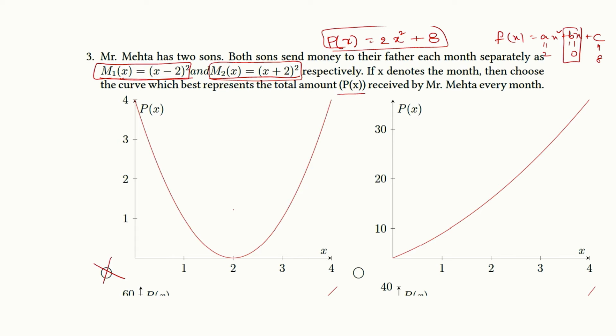Also, if we observe, in the 0th month, that is p of 0, I get 8. But in option 2, it passes through the origin. It shouldn't pass through the origin. It should cut the y-axis at (0, 8) somewhere. So option 2 is also ruled out.